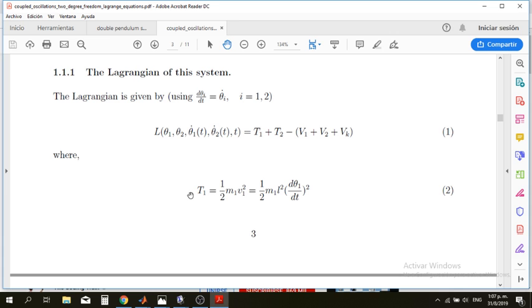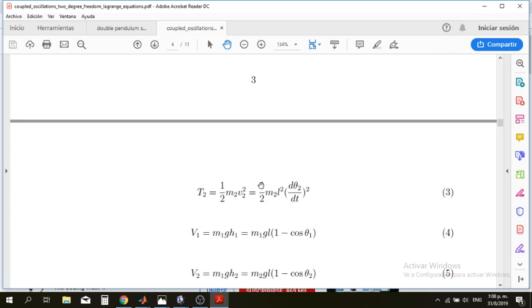This is the kinetic energy of the first mass. It will be one half times M1 times L squared times the derivative of theta 1 with respect to time, squared. In the same way, the kinetic energy of the second mass will be one half times M2 times L squared times the derivative of theta 2 with respect to time, squared.